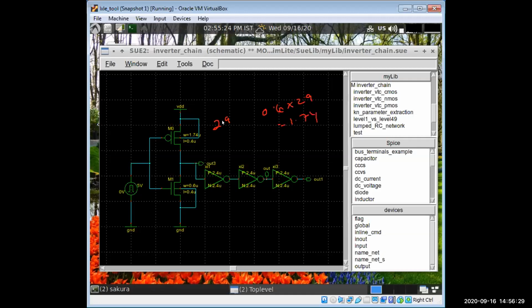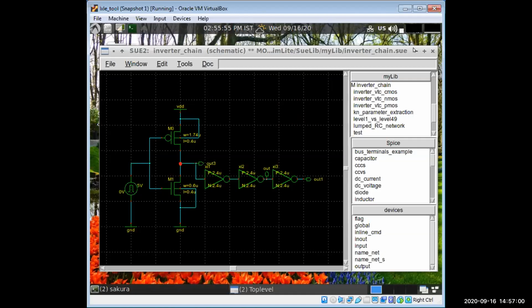So this is the properly sized inverter, that is mu n by mu p times. This thing you should know, it was taught in theory classes. We have done this before also in the lab class with fan outs. So properly sized means it's 2.9 times of that.